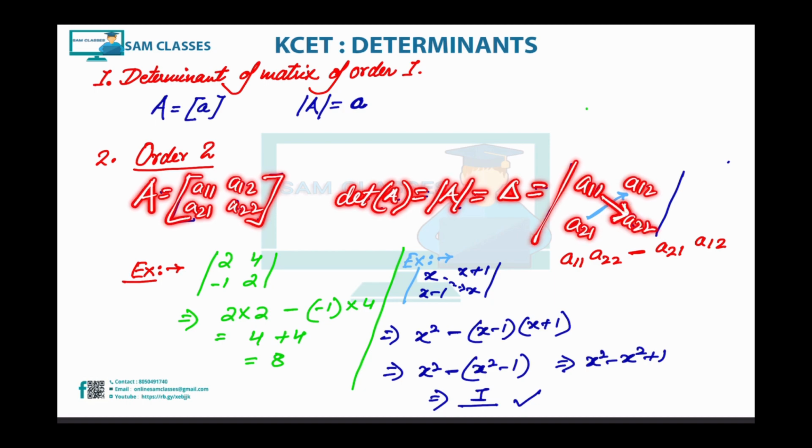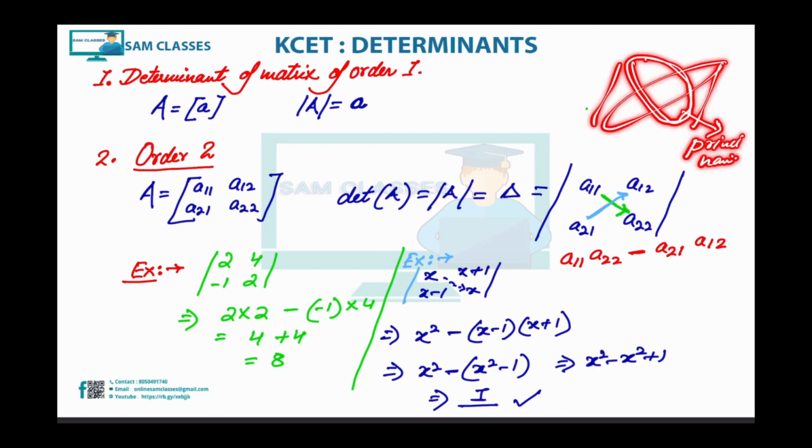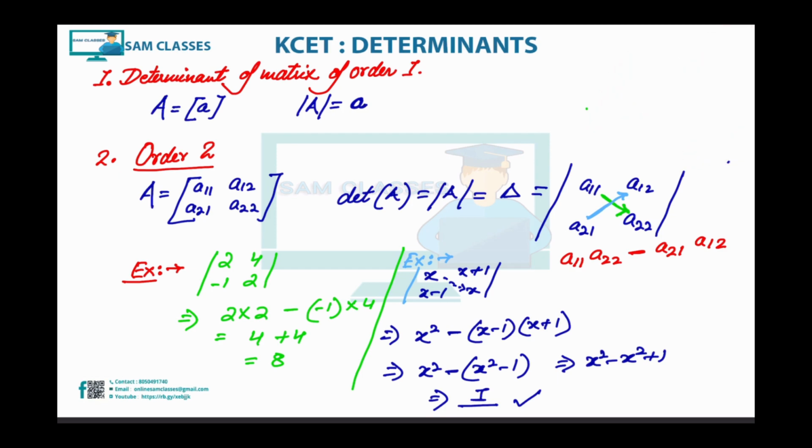Now what do you do? Top to bottom, students. You multiply top to bottom, then subtract the bottom to top product, a21 a12. So we can understand it like this. This is our main diagonal, my principal diagonal, and this is my off diagonal. So the product of main diagonal elements minus the product of off diagonal elements. Let's see an example.